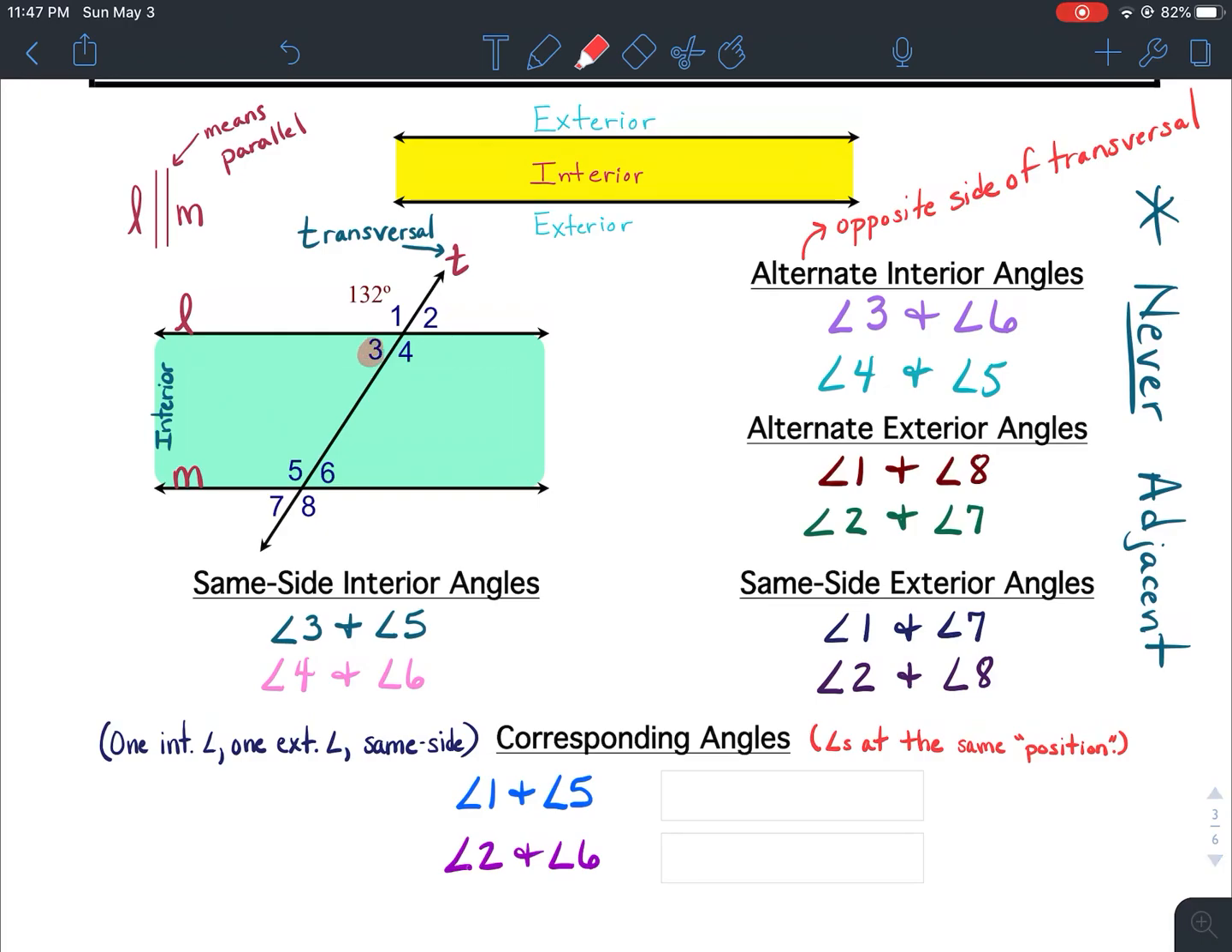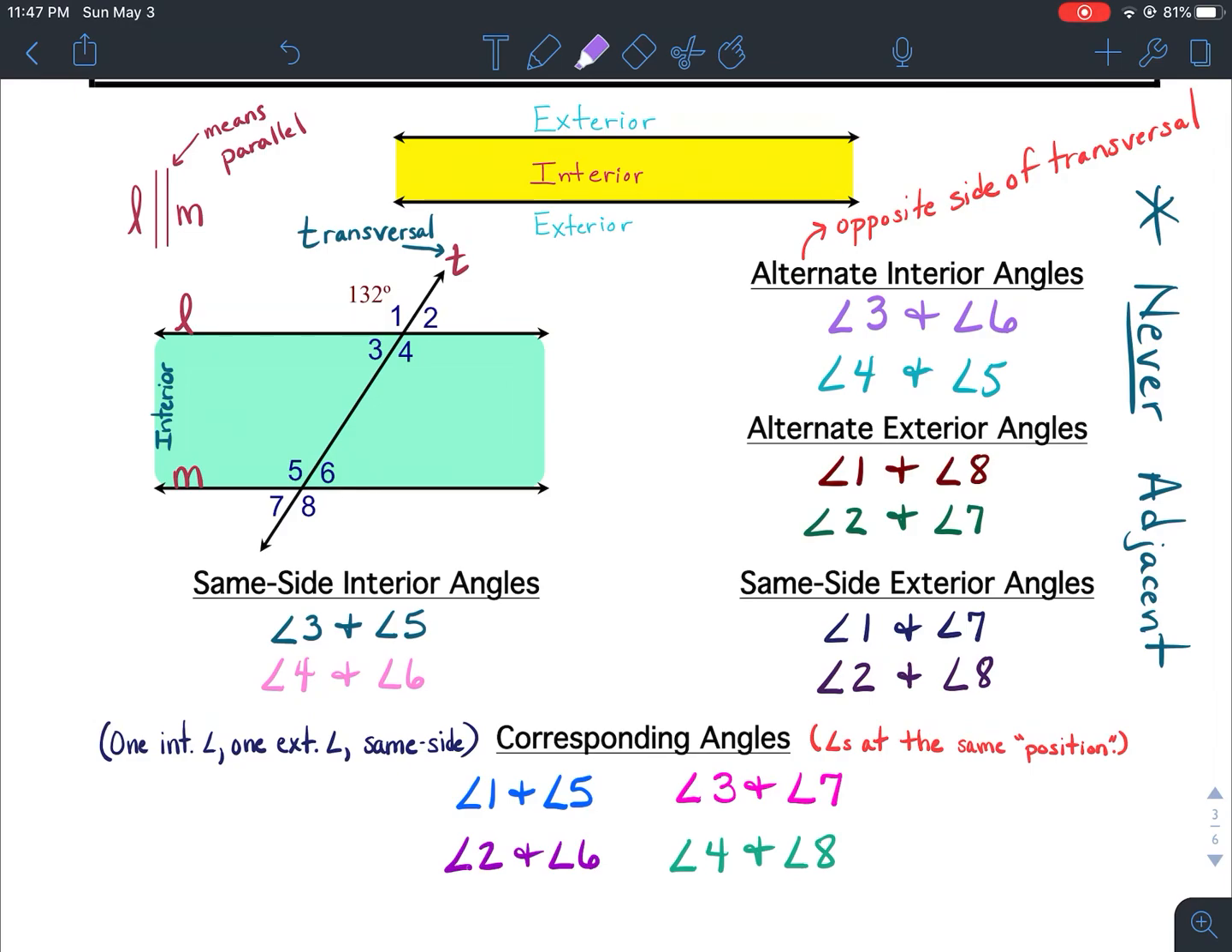Let's go to angle 3. So, out of these four angles, angle 3 is the bottom left angle. So, if I look at these four angles, which one is the bottom left? Bottom of these two, and the left is the 7. So, 3 and 7 are corresponding angles. Angle 4 is the bottom right. Down here, the bottom right is angle 8. So 4 and 8 are corresponding angles. Again, angle 3 and 7 are corresponding angles, and angles 4 and 8 are corresponding angles.